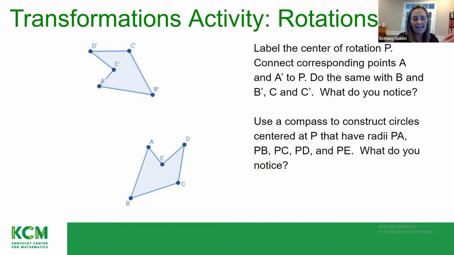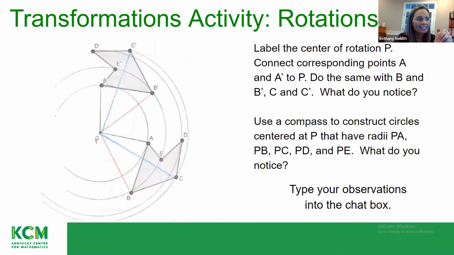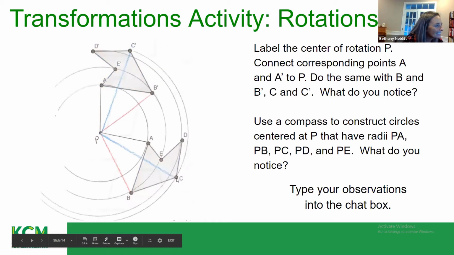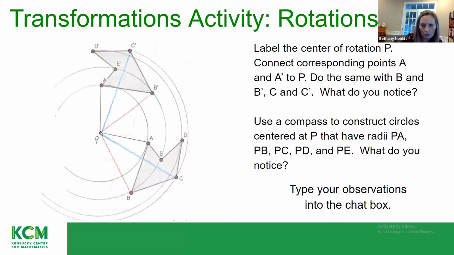And then once they decided it was a rotation, we proceeded. I asked them to connect corresponding points to what they had determined to be the center of rotation. And then I asked them to construct circles. So they connected C to the center of rotation and C prime to the center of rotation. I don't know if you can tell the colors real well, but those are the blue lines on my screen, and then the red lines, corresponding points to the center of rotation.